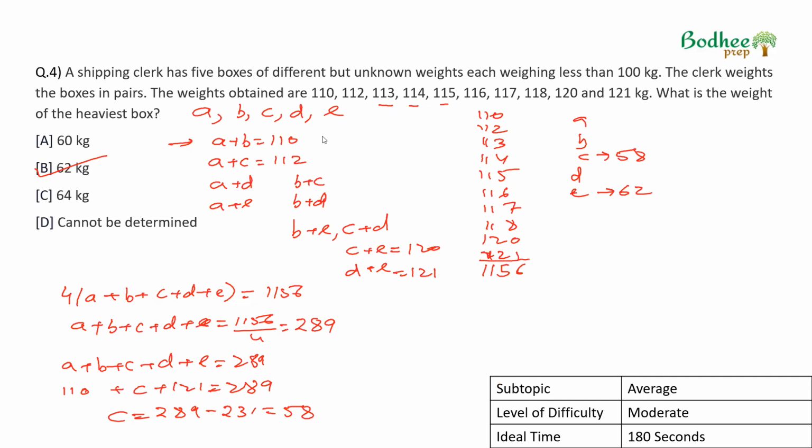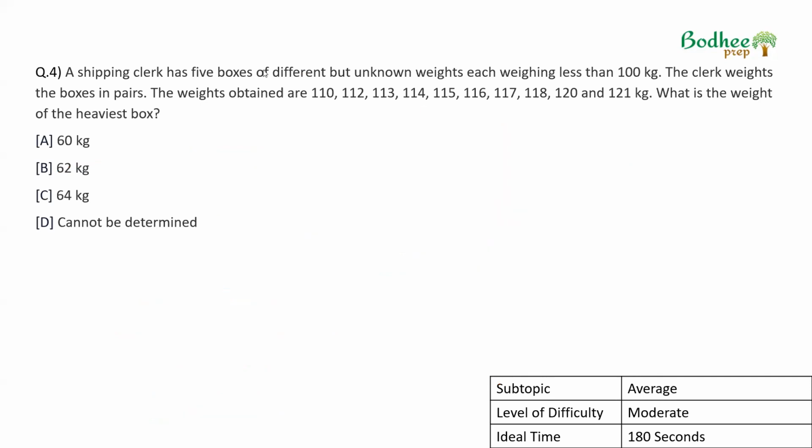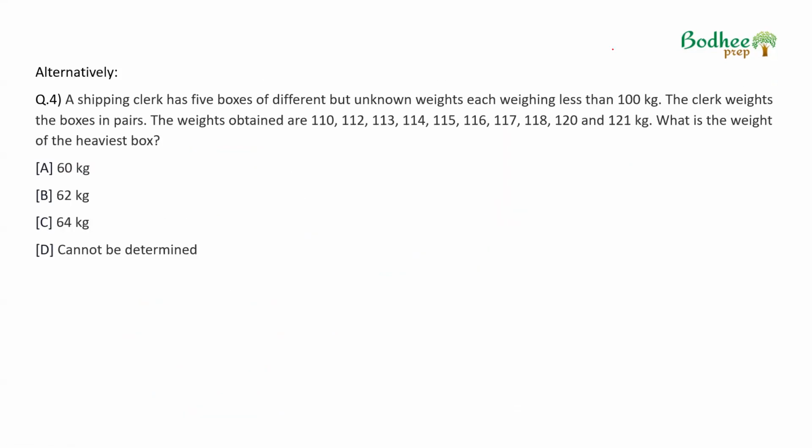Also, if we look at this question, we could also work with it by using options and could be done a little faster. For example, here we know that A plus B is 110, A plus C is 112. Similarly, for the last two, we know that the last one is D plus E.